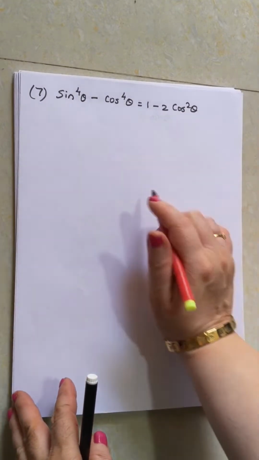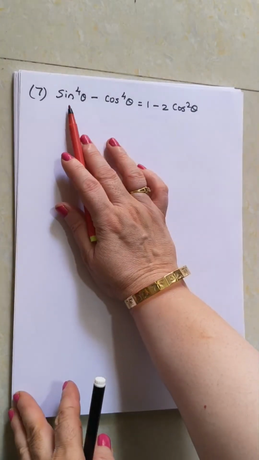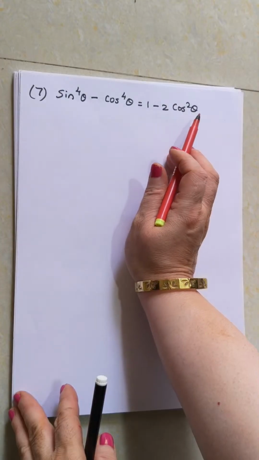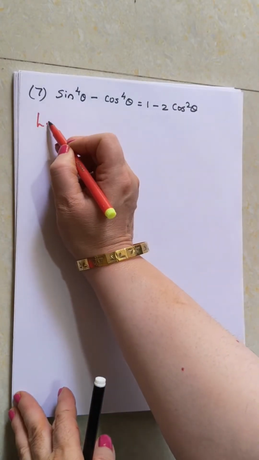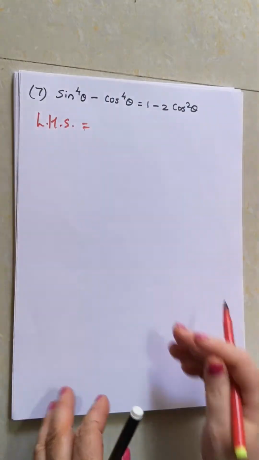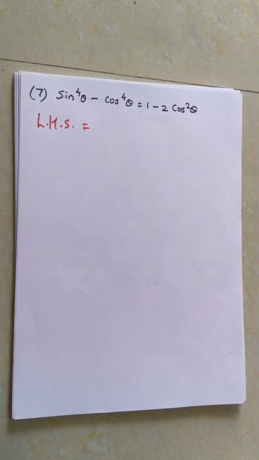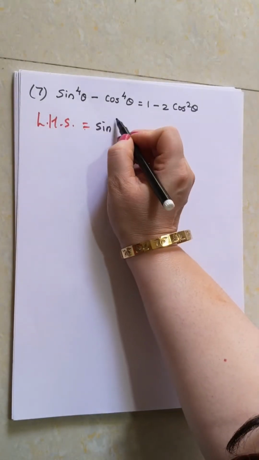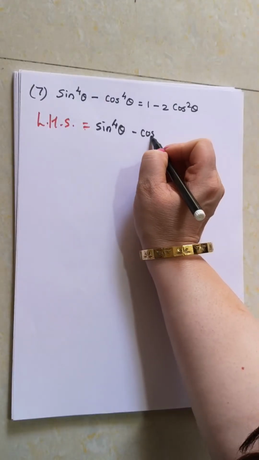So see here, we are on the 7th sum, that is sin 4 theta minus cos 4 theta is equal to 1 minus 2 cos square theta. So always we are going to start a sum from LHS and we have to reach towards the RHS. So what is there in LHS? So in LHS it is sin 4 theta minus cos 4 theta. Okay, so let us write that: sin 4 theta minus cos 4 theta.